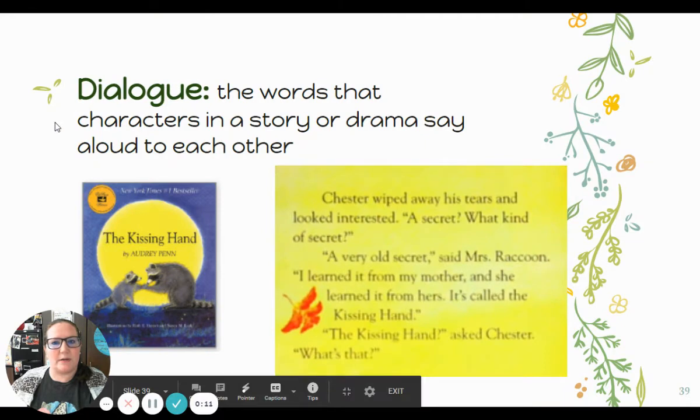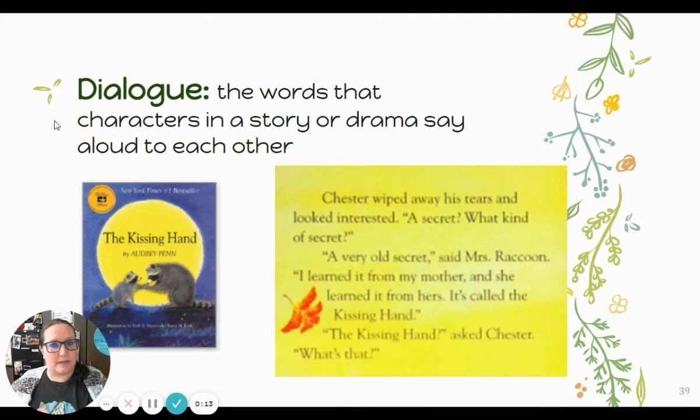All right, my friends, we're continuing to work on personal narratives today. Today, we're going to take a closer look at dialogue. Remember, dialogue is the words that characters in a story or drama say aloud to each other. When our characters are speaking to one another, that's dialogue. In our story, The Kissing Hand, the author, Audrey Penn, decided to include some dialogue.